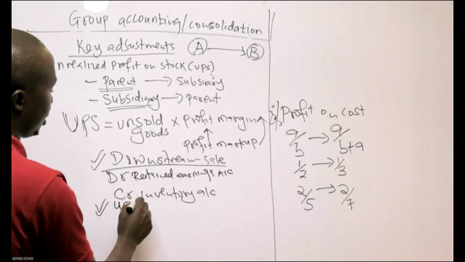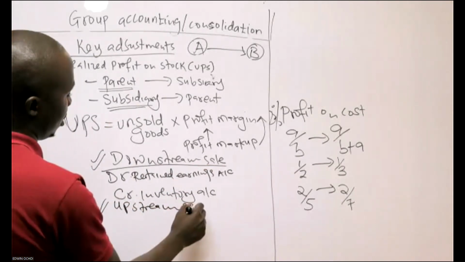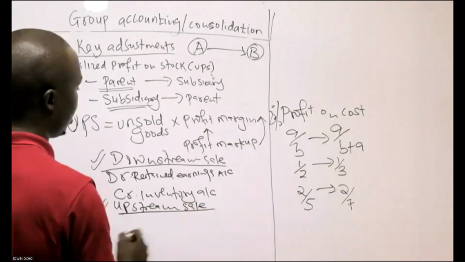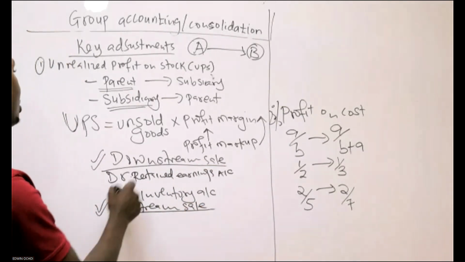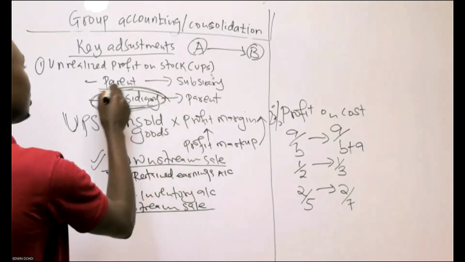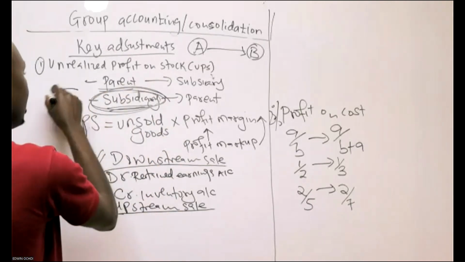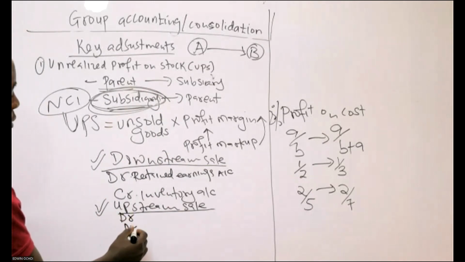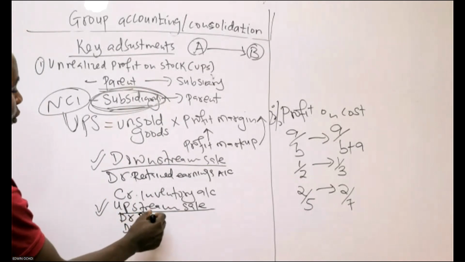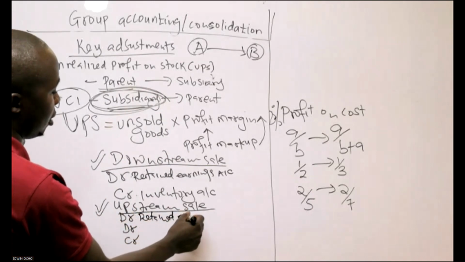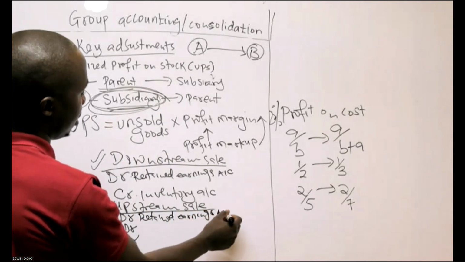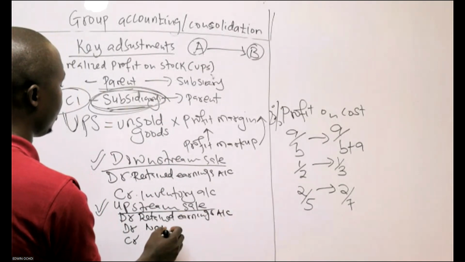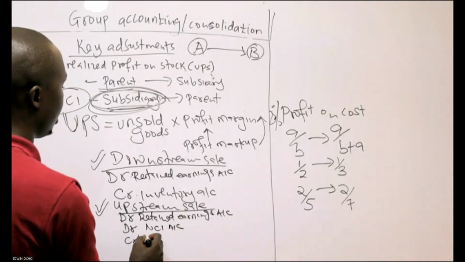So what about an upstream sale? Now in the upstream sale, remember that it's from the subsidiary. In the subsidiary, you will find that the subsidiary is not controlled 100%. There's an aspect of NCI in the subsidiary, minority shareholders, so they must be considered. So you debit your retained earnings because now you have to reduce the retained earnings. You also debit the NCI account, and we credit inventory.